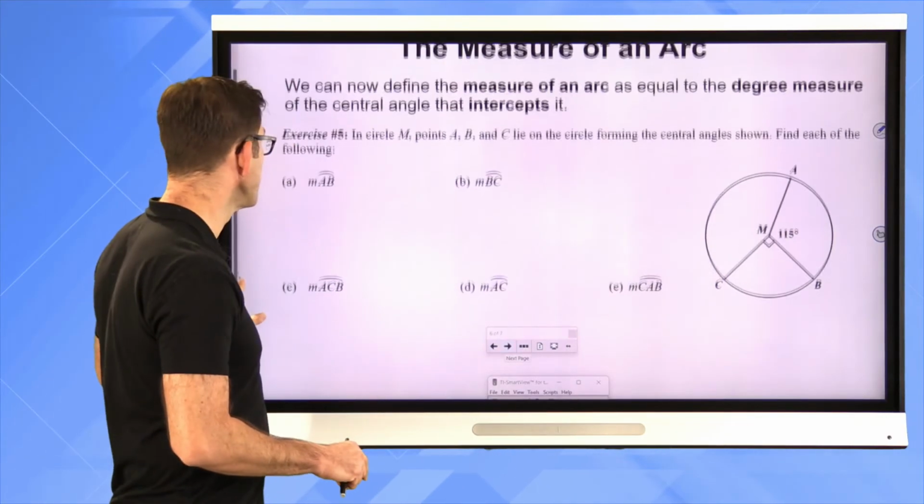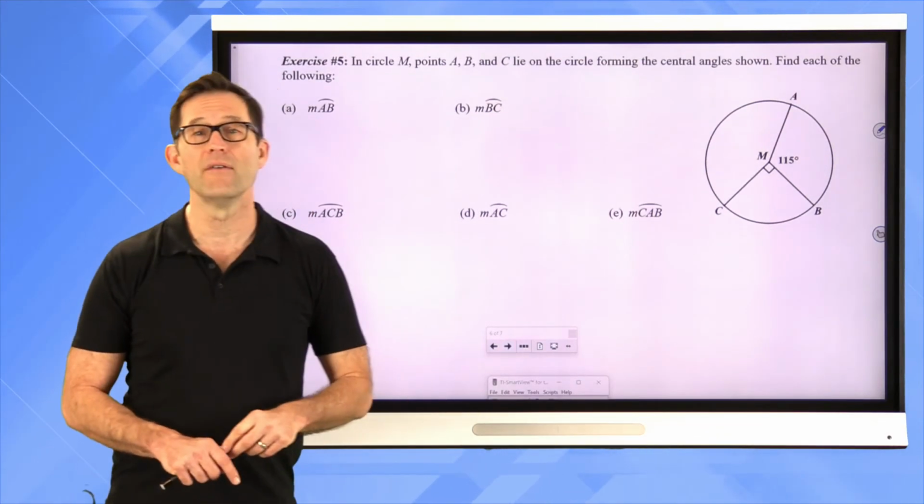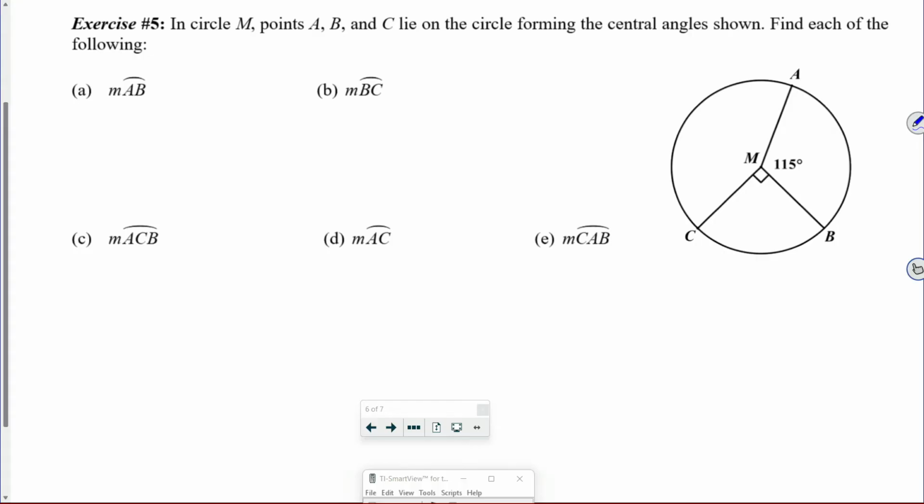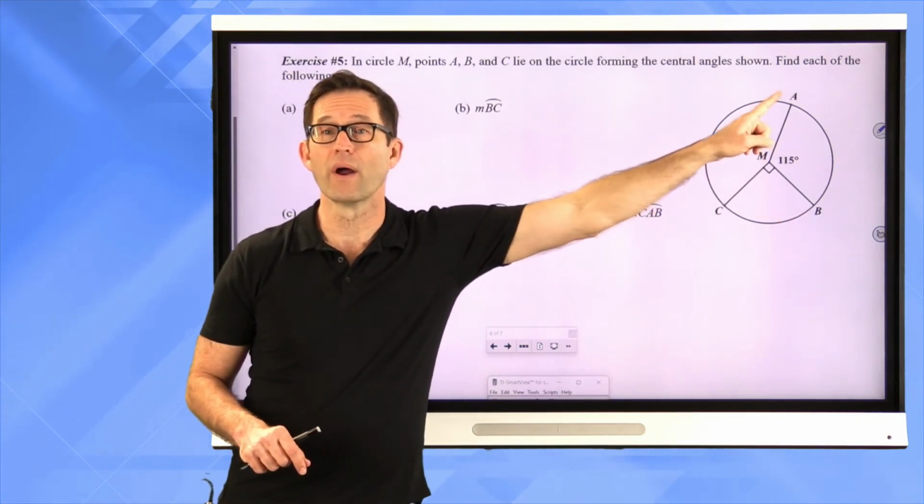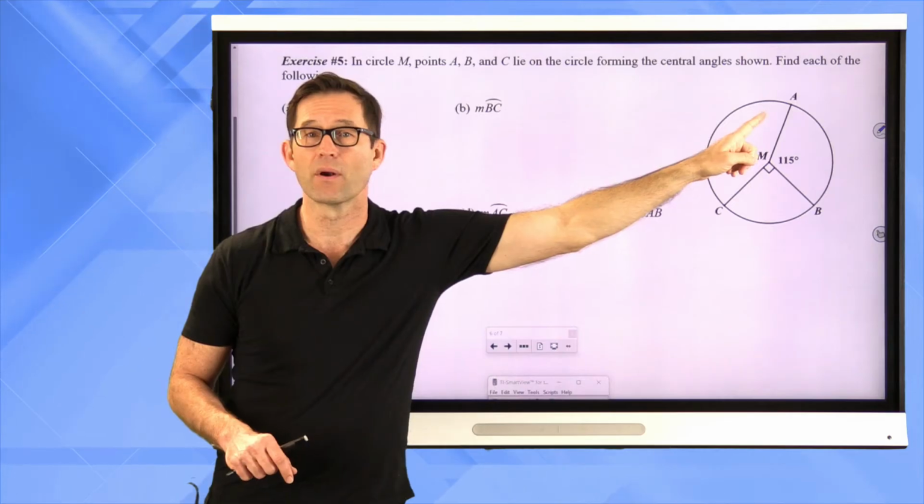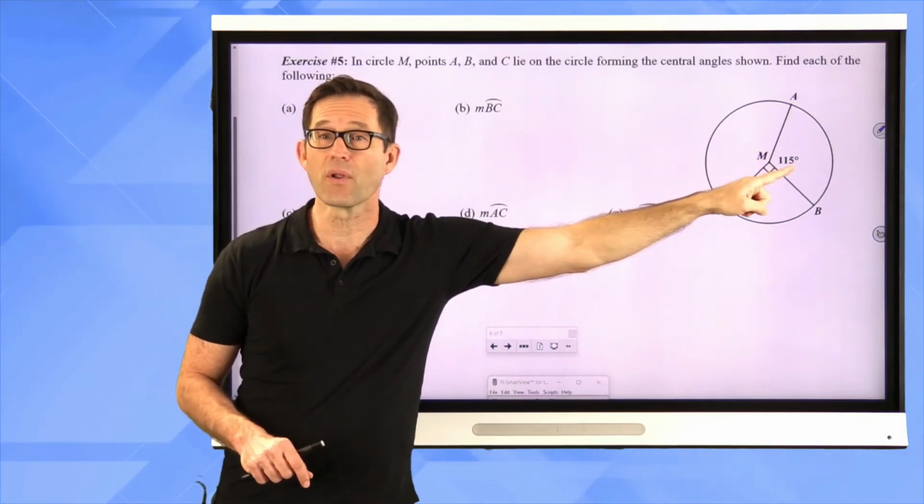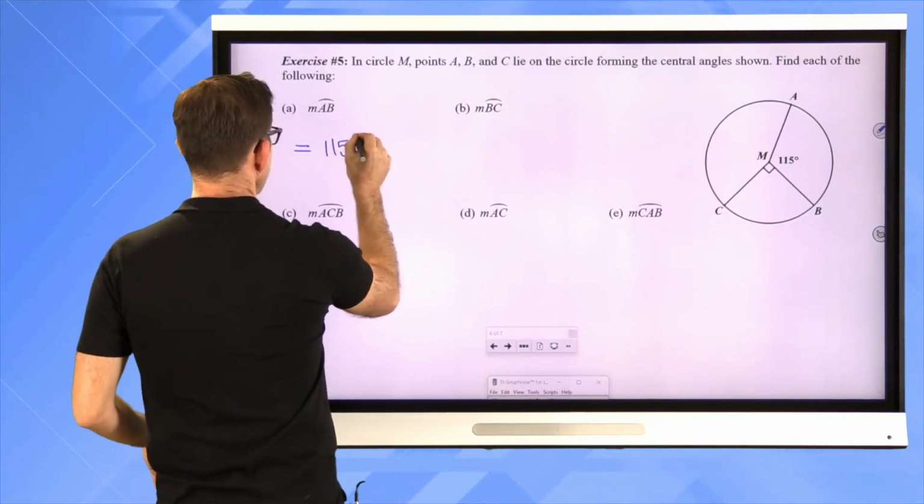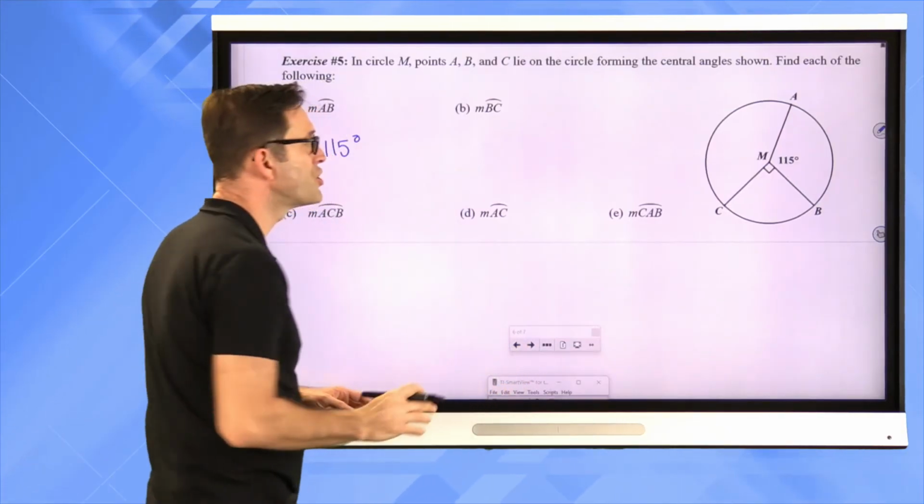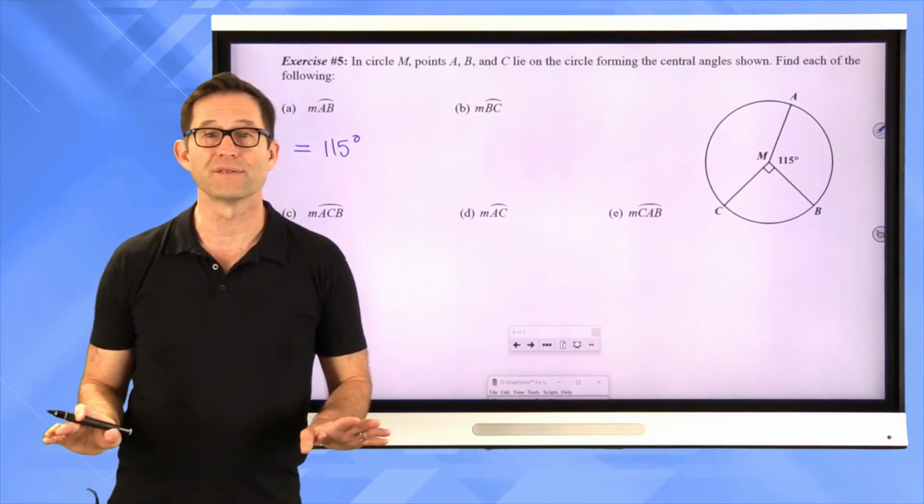But let's take a look at exercise number 5 just to play around a little bit with the measure of arcs. Exercise 5. In circle M, points A, B, and C lie on the circle forming the central angles shown. Find each of the following. Letter A, the measure of arc AB. All right, well, this is as simple as it gets. The measure of arc AB, that's a minor arc, that goes from A to B or B to A, depending on how you want to look at it, has the same measure as the central angle that intercepts it. So the measure of arc AB is equal to 115 degrees. All right, just by definition of what the measure of an arc is.